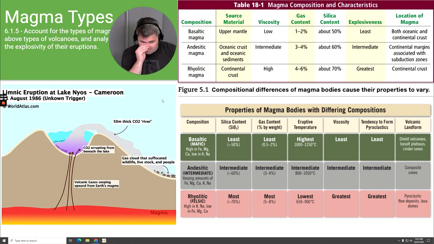Now, in the bottom left-hand corner, we have a particular scenario where the eruption is not what caused a great loss of life. So, the limnic eruption at Lake Nyos in Cameroon. This was in 1986. Now, what we can see here is the volcanic gases were seeping upwards through the Earth's magma. This does not mean that the volcano actually erupted, but rather it was releasing those toxic volcanic gases we spoke of earlier. It created a 50-meter thick CO2 river.